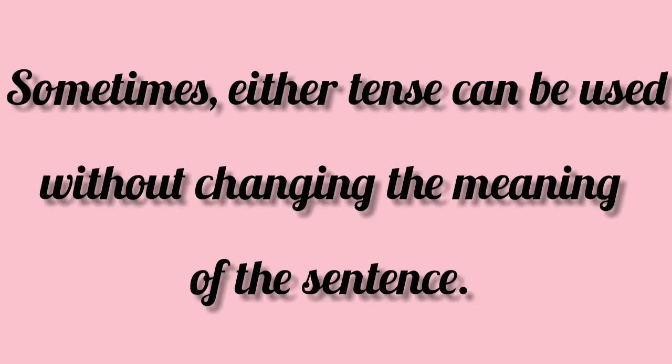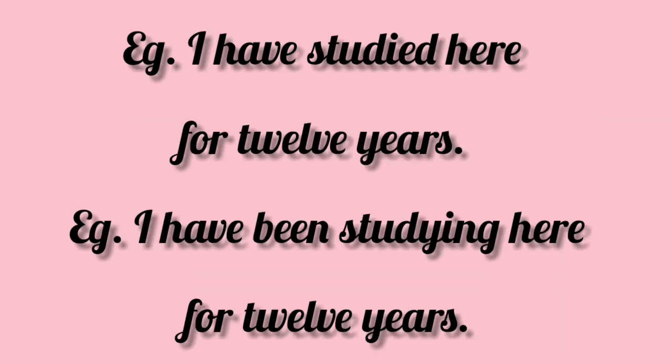But sometimes either tense can be used without changing the meaning of the sentence. For example, I have studied here for 12 years and I have been studying here for 12 years. Both the sentences mean the same and tell us about the duration and the time that we have been studying in the school.